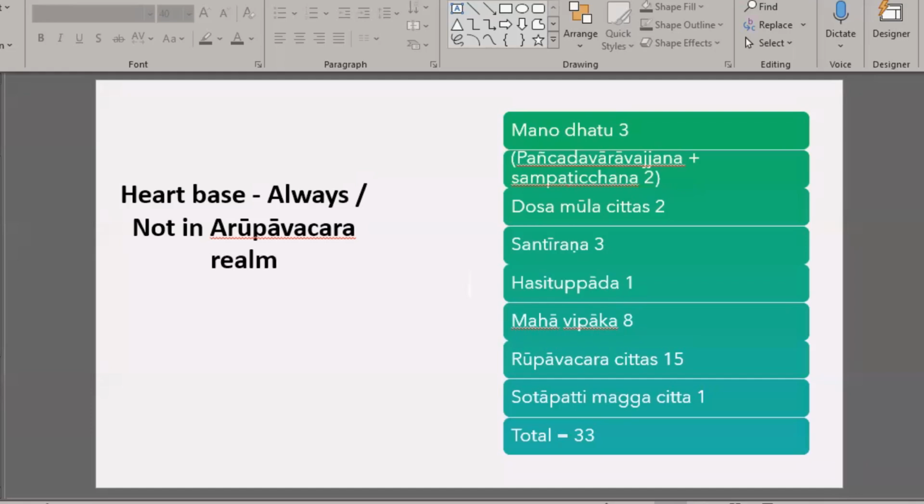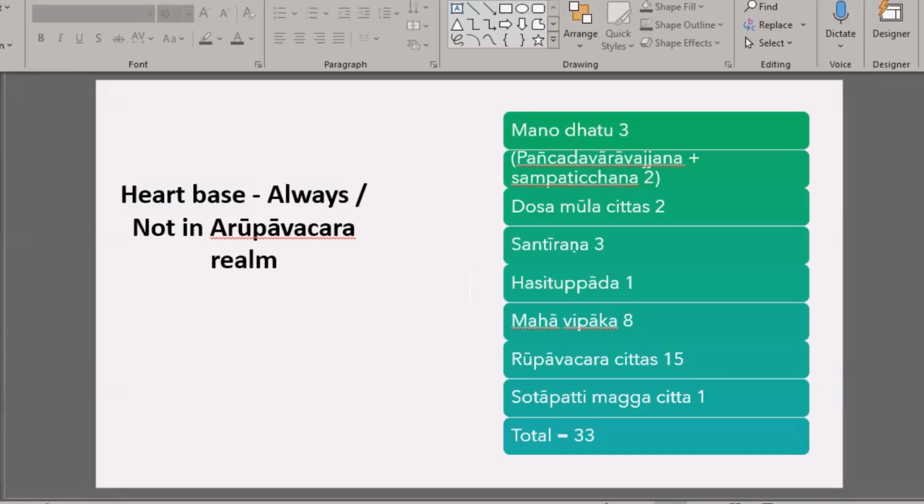For Puthujjana and Ariyas, Rupavachara Kusala Chittas may arise. For Arahants, Rupavachara Kiriya Chittas. What about the Rupavachara Vipaka Chittas? Rupavachara Vipaka Chittas arise in the Rupavachara realm. Can you remember their functions? What are the functions of Rupavachara Vipaka? Patisandhi, Bhavanga, Chuti in the Rupavachara realm.